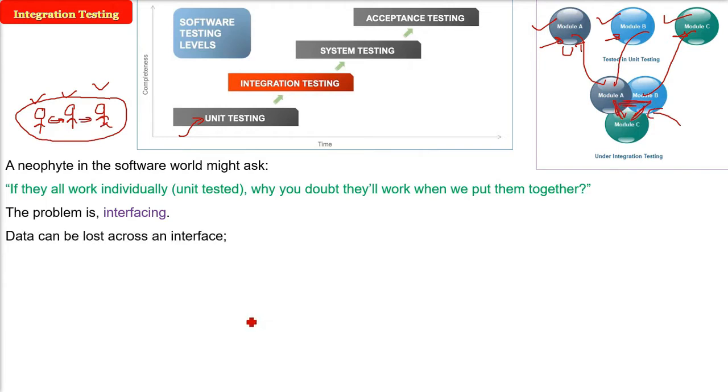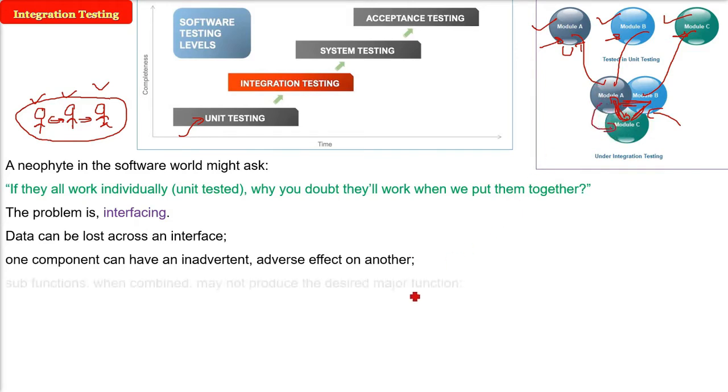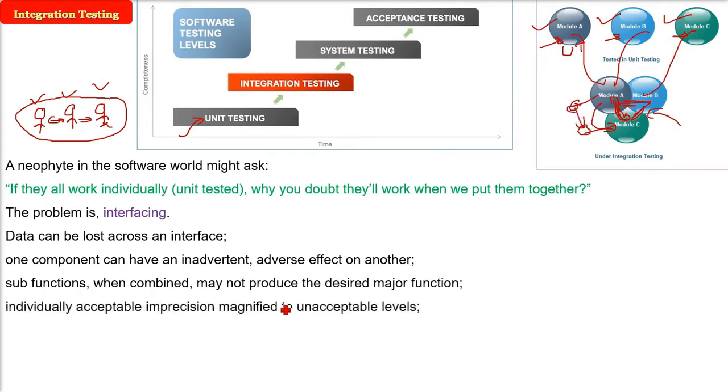Data can be lost across an interface. Interface is all about how two or multiple modules connect. One component can have, I'm not saying always, an inadvertent adverse effect on another. There are sub-functions that, when we combine them, may not produce the desired major function.